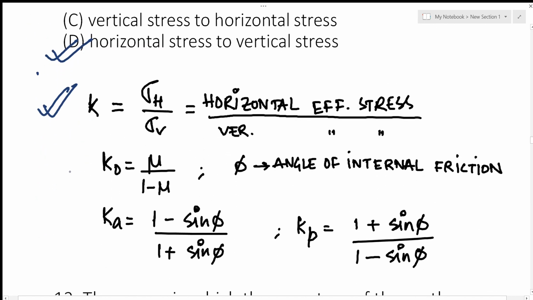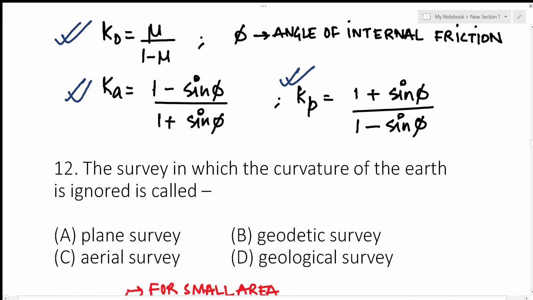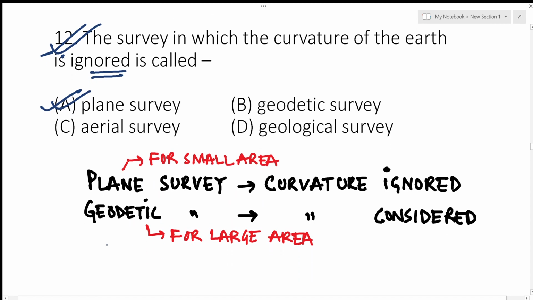Also, coefficient of earth pressure at rest is given by mu divided by 1 minus mu, where mu is the Poisson ratio. And coefficient of active earth pressure is given by 1 minus sine phi by 1 plus sine phi, and coefficient of passive earth pressure is given by 1 plus sine phi by 1 minus sine phi, where phi is the angle of internal friction. Remember these as well. Next question, a very easy question from survey. The survey in which curvature of the earth is ignored is known as plane survey. A very easy question, and where it is considered, it is known as geodetic survey. Also, plane survey is conducted for small areas and geodetic survey is considered for large areas.